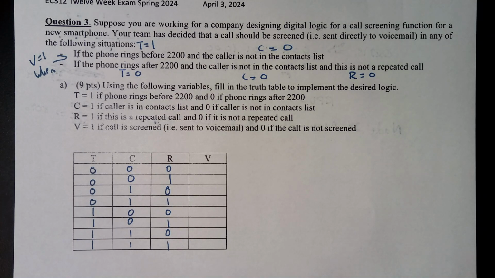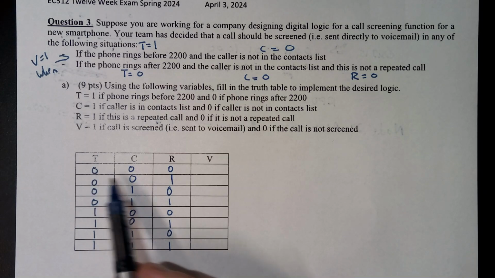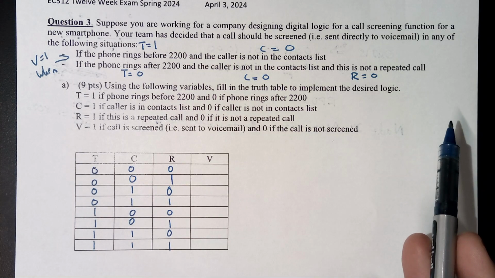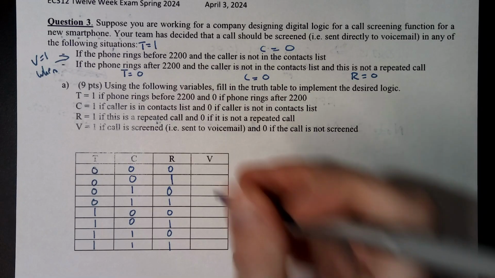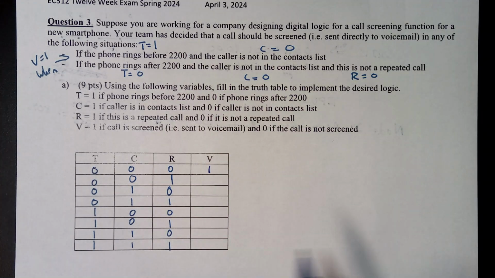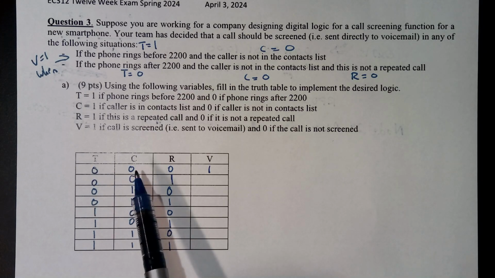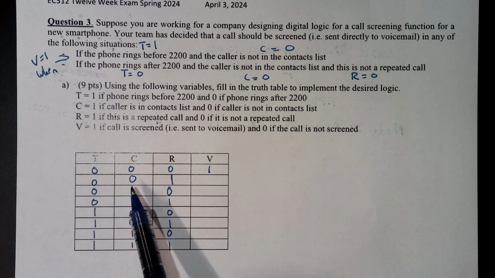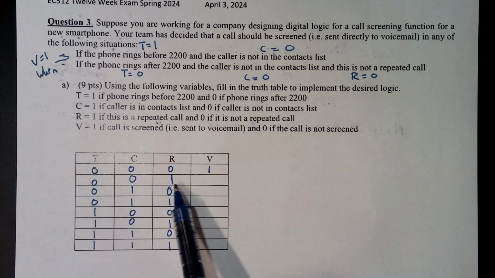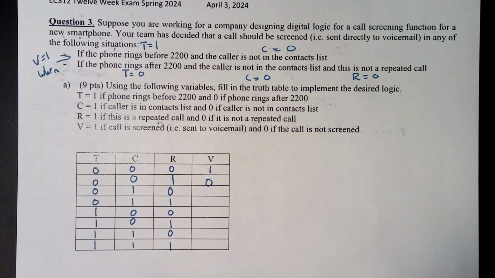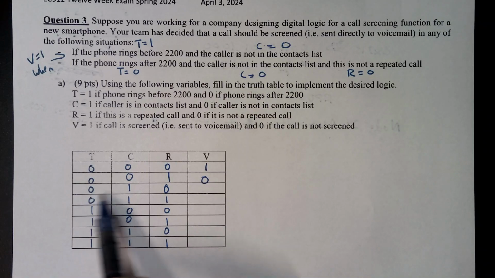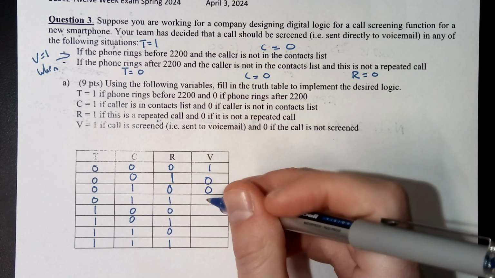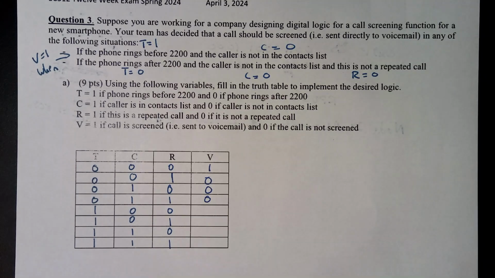So our first case, T is 0, C is 0, R is 0. That's the exact case that we have listed here, and it's an AND. So that means that V is 1 because it's after 2200, caller is not in the contacts list, not a repeated call. Here we've got after 2200, caller is not in the contacts list, is a repeated call, so we're not going to filter that. So someone's been really trying to reach us. After 2200, caller is in the contacts list, we're not going to filter that. And same thing here, it doesn't matter that it's a repeated call. So that's our first set.